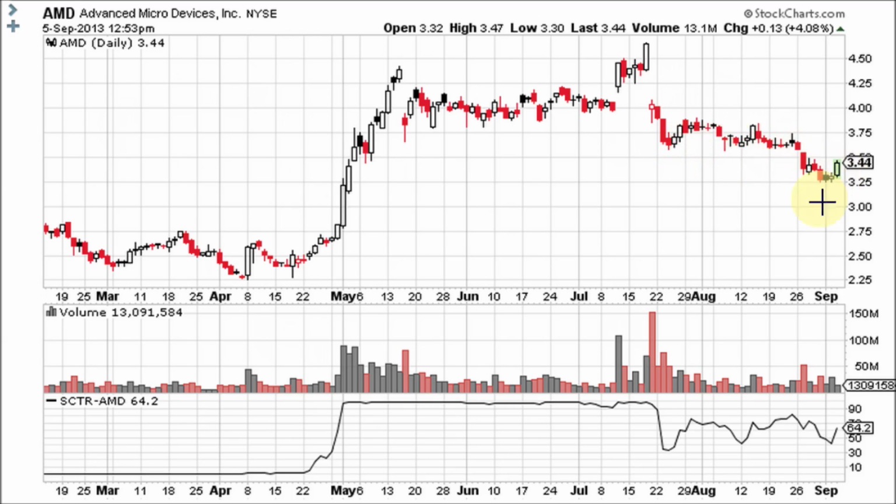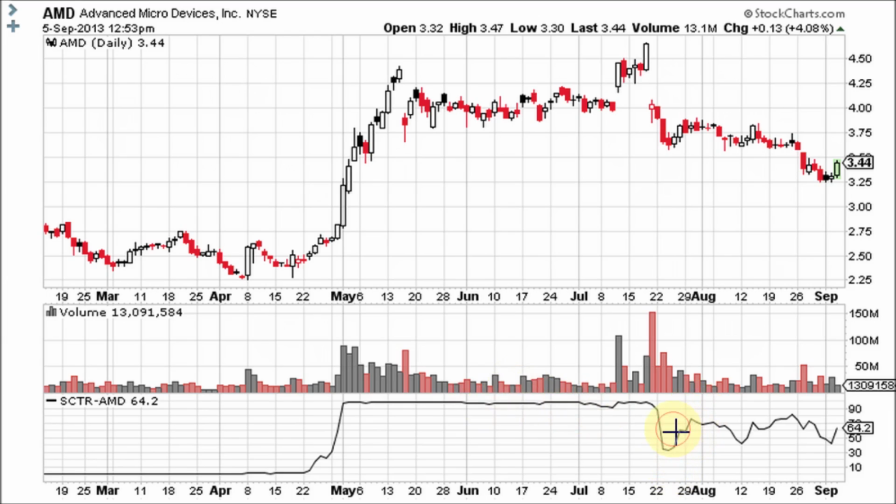Now it's trying to rebound, but as you can see right here on this drop on the bad earnings report that missed forward guidance expectations, the SCTR ranking for AMD fell hard, down to almost 35, 30 or something like that. So from above 95 to 35, that was a pretty serious drop in SCTR rankings.